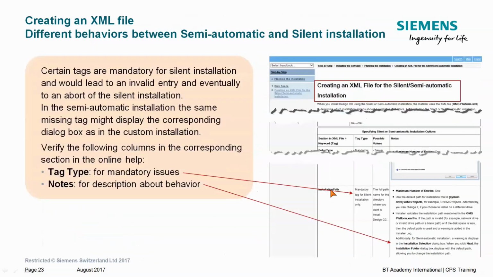So certain tags are mandatory for silent installation and would lead to an invalid entry and eventually to an abort of the silent installation. In the semi-automatic installation, the same missing tag might display the corresponding dialog box. Okay, so as I said, here you find the information about mandatory issues, and here the description of how the behavior is. This is all part of the new online help.